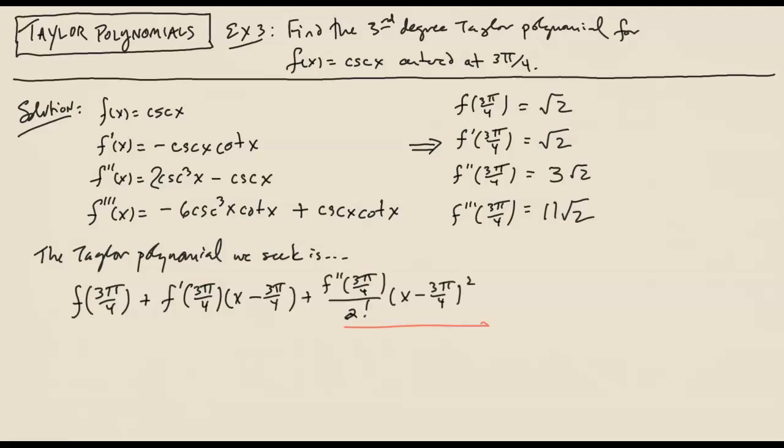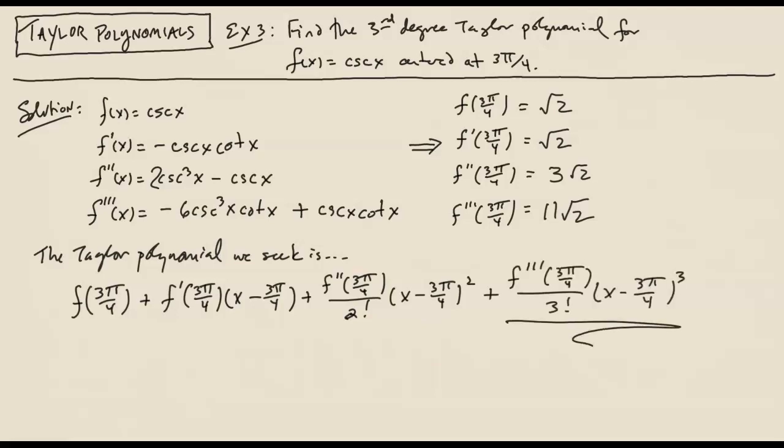And then we get our next term with the second derivative, and we're dividing by 2 factorial. And of course, we've got a square on that difference, x minus 3 pi over 4. And then finally, the last one, the third derivative, dividing by 3 factorial, and the third power here, which brings us all the way up to the degree that we wanted. That's the general form for a third-degree Taylor polynomial for any function f evaluated at 3 pi over 4.